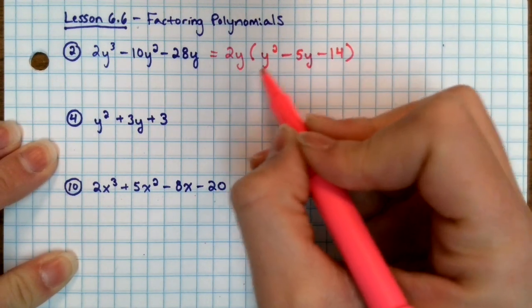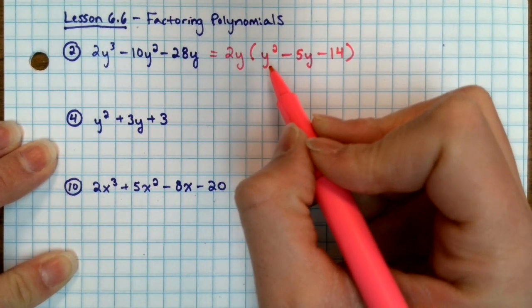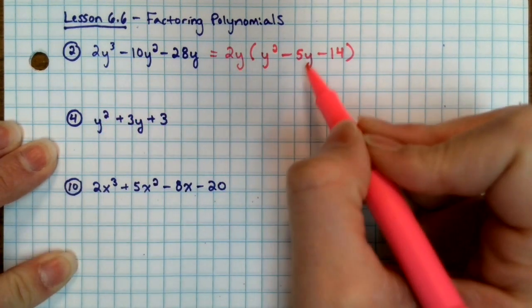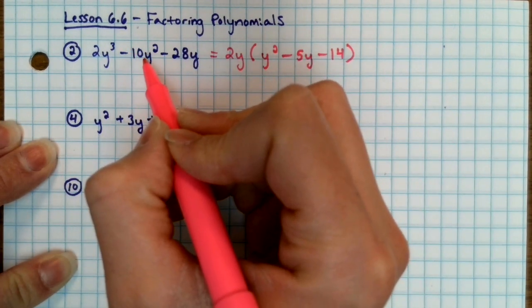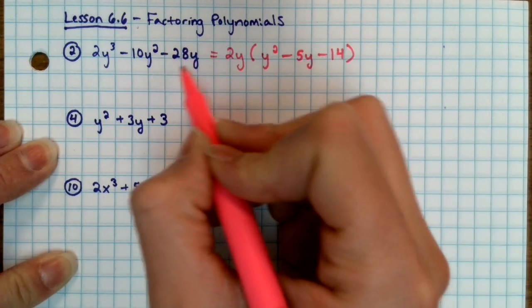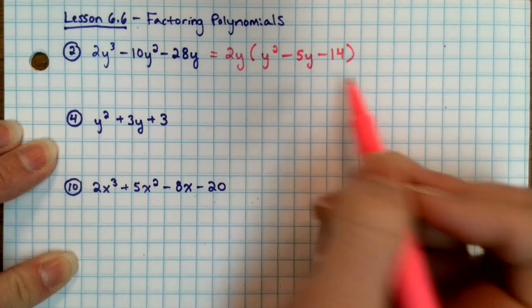And again, you can always go back and double check that you factored it out correctly by saying, okay, does 2y times y squared give me this 2y to the third? Yes. Does 2y times this negative 5y give me this negative 10y squared here? Yes. Does this 2y times this negative 14 give me the negative 28y? Yes. So this would be correct so far.